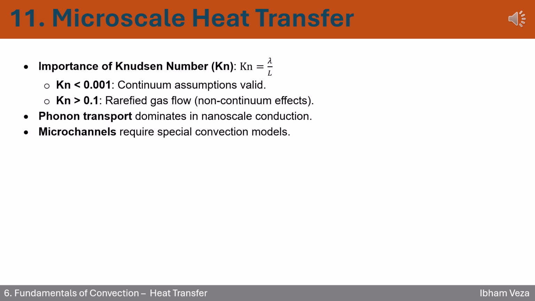11. Clarify microscale heat transfer concepts. Let's wrap up by zooming in on the microscale. The Knudsen number, Kn, helps us decide if continuum mechanics applies. Kn less than 0.001, classical fluid mechanics is valid. Continuum assumptions hold. Kn greater than 0.1, we enter the realm of rarefied gas flow, where non-continuum effects dominate.